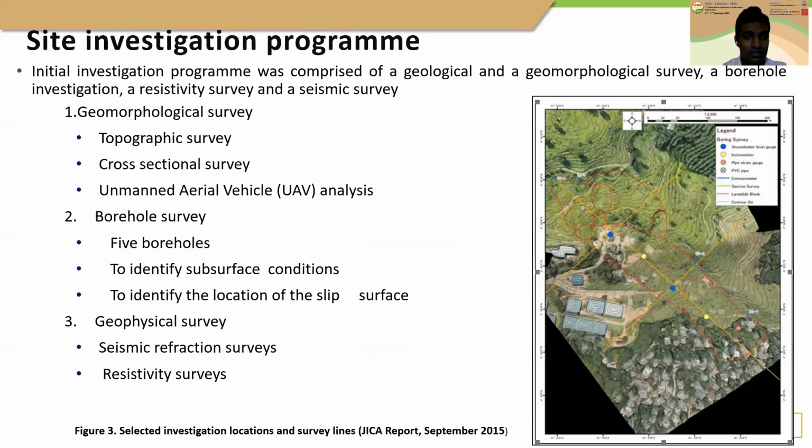So to obtain further information about the landslide, a comprehensive site investigation program was conducted, inclusive of geomorphological surveys, borehole surveys, and geophysical surveys. The figure shows the boundary of the landslide indicated in a dotted line and the borehole locations as well as the resistivity survey lines.